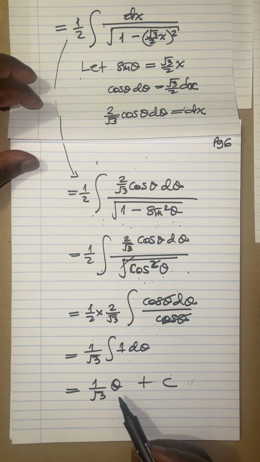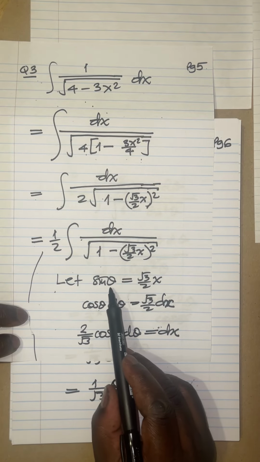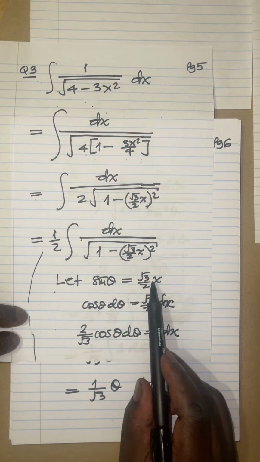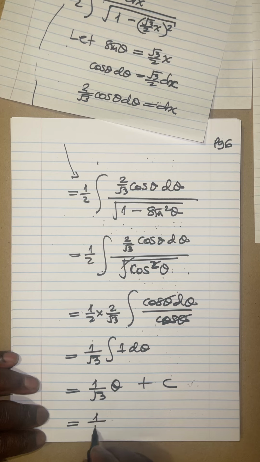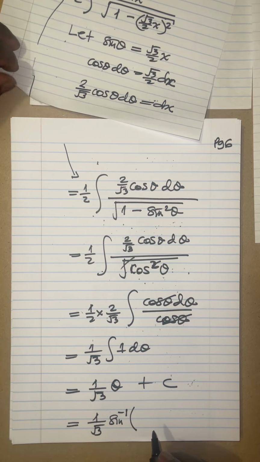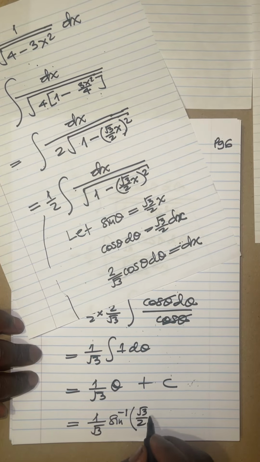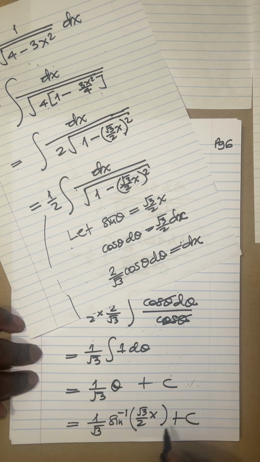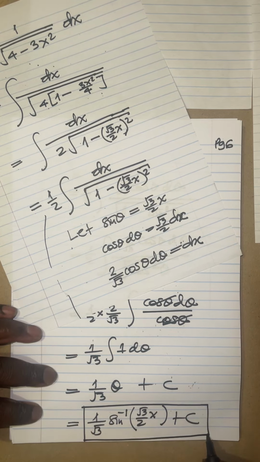Now the relationship between theta and x, our original variable. From here you can see that theta is just equal to sine inverse of this expression. So now my final solution is going to be 1 over root 3. I don't want to rationalize the denominator here. I can just leave it the way it is, 1 over root 3 sine inverse of this expression here, root 3 over 2x, root 3 over 2x, and I must say plus a constant c. This is the final solution to question number 3.